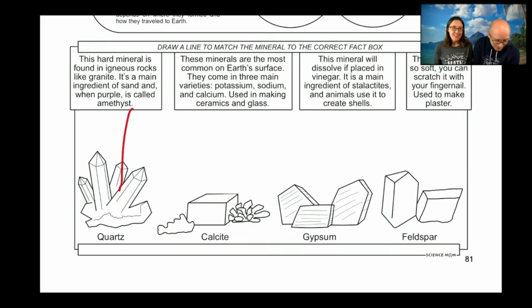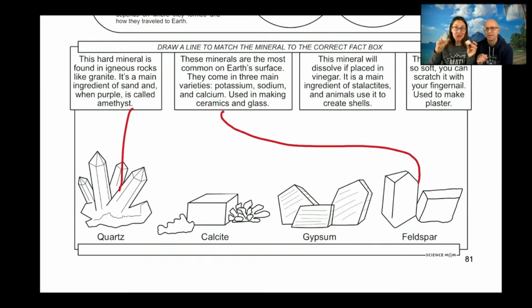All right. These minerals are the most common on Earth's surface. They come in 3 main varieties: potassium, sodium, and calcium, used in making ceramics and glass. And I have a hint right here. Oh, these 2 varieties that I showed earlier, this is feldspar. Yes. Feldspar is actually the most common mineral on Earth. There are so many different varieties of feldspar. And like you saw from looking at these 2, the labradorite feldspar and the other one, it can look really different depending on what it is.